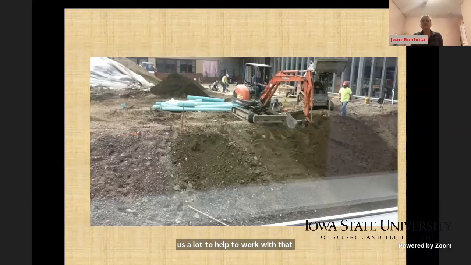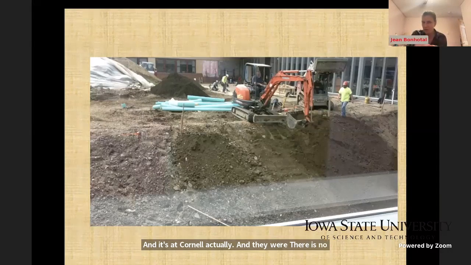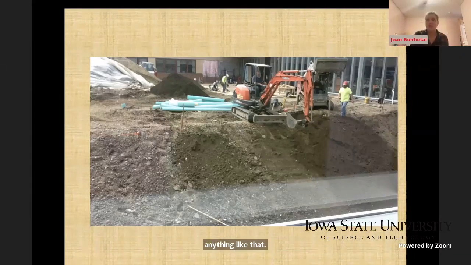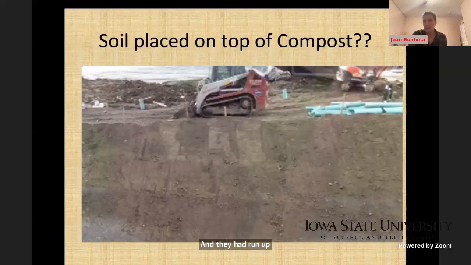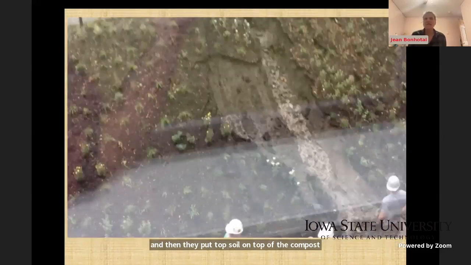This is kind of a weird situation, and I'll just run you through it quickly. This was in an atrium, and it's at Cornell, actually. And there is no entrance into this atrium, like for a loader or anything like that. They actually had to lift them over the buildings. So it was interesting in that way. But what they did was they were landscaping this area, and they put compost down, and then they put topsoil on top of the compost. And this is what happened.